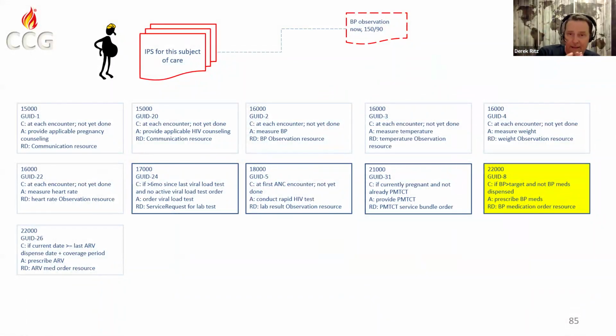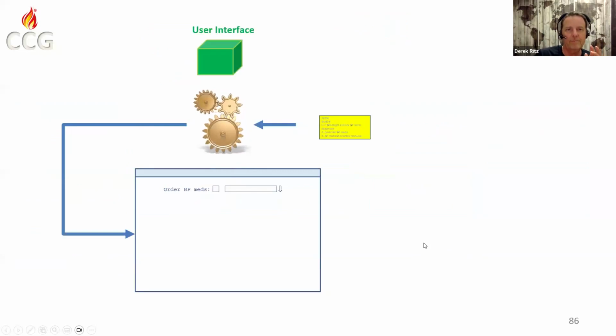Well, that new information caused a new card to fire true. And it's the card that says if the blood pressure is over target and she's not already on blood pressure meds, put her on blood pressure meds. Because treating preeclampsia means you don't get eclampsia. And when you don't get eclampsia, things go much better for the mom and the baby. So now we generate the user interface.